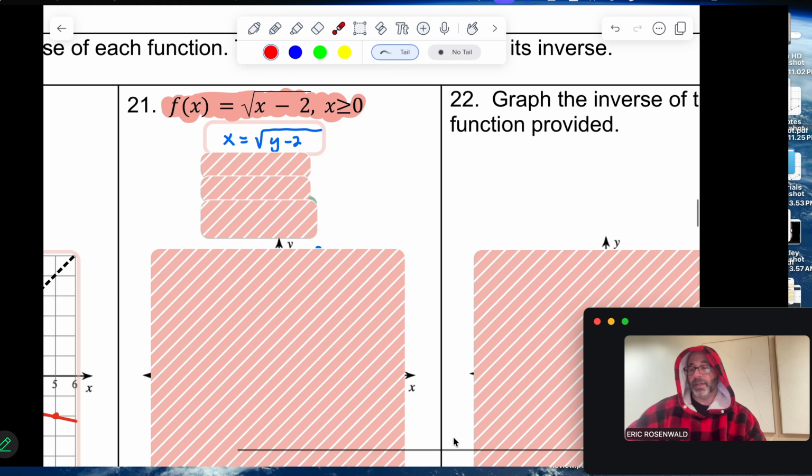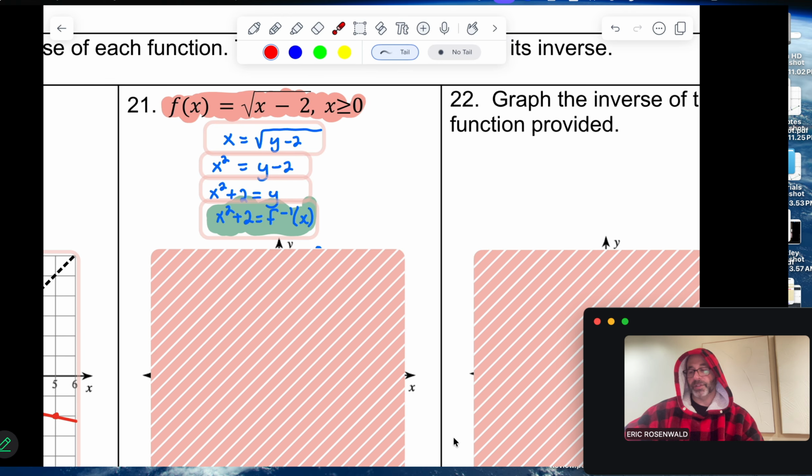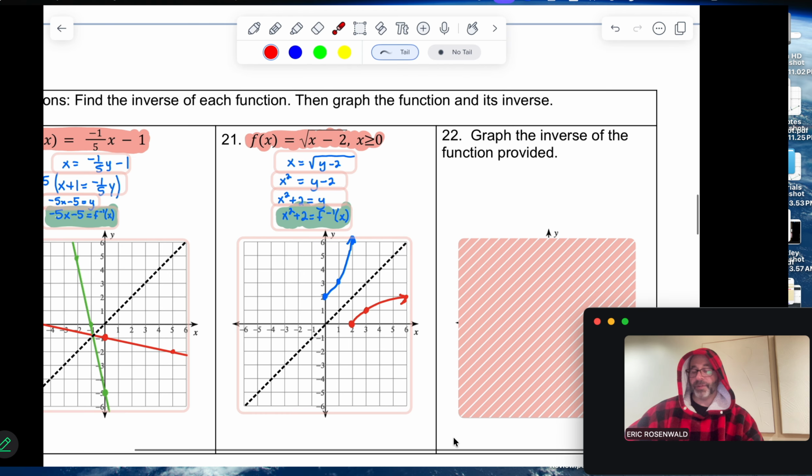Okay. Take the x and the y here, swap the places. The inverse of the square root that's right here is to square both sides. Move this 2 over by adding 2, and we have f of x is equal to x squared plus 2. We look at the graph for this, and this is what the graph of each of these looks like. This is my square root function, and this is my parabola.